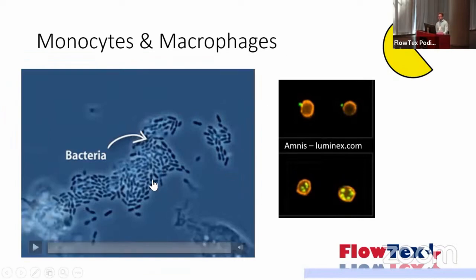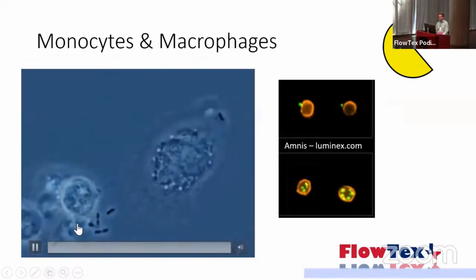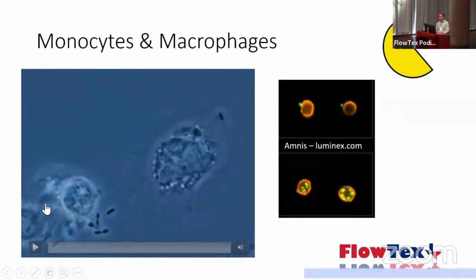So monocytes and macrophages are big Pac-Man. That's what they are. They go around and they eat all the pills going around. And so here's a little video of a macrophage running around and eating all those little rods. Those are bacteria. If you missed it, here it goes again. All right. And so that's what these things are going to do.